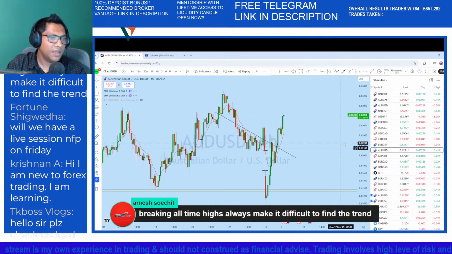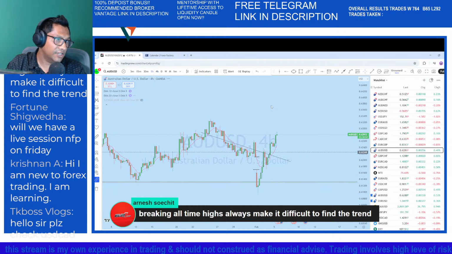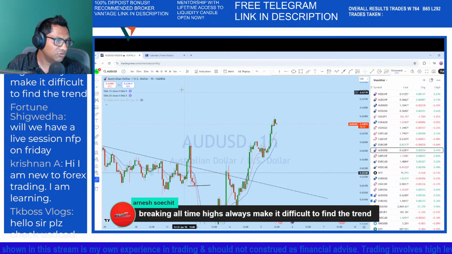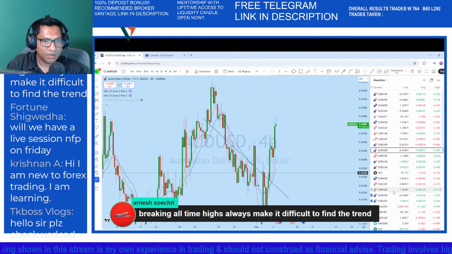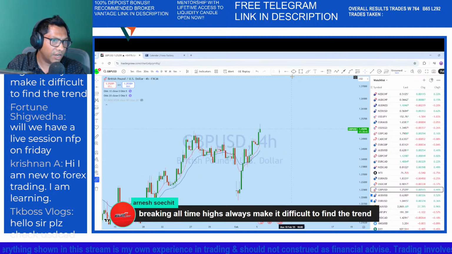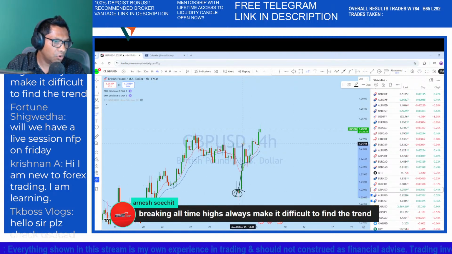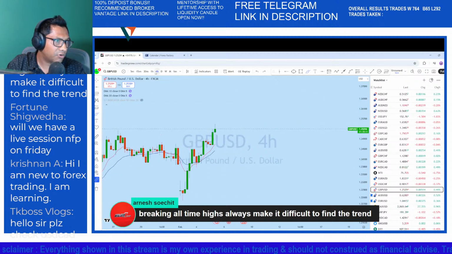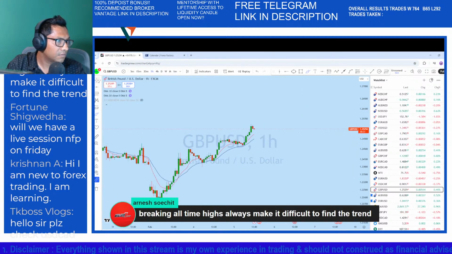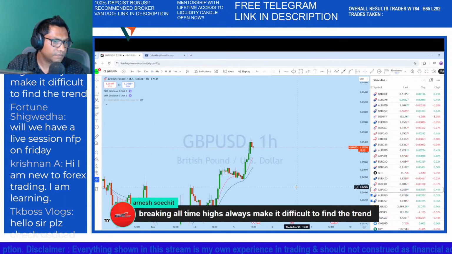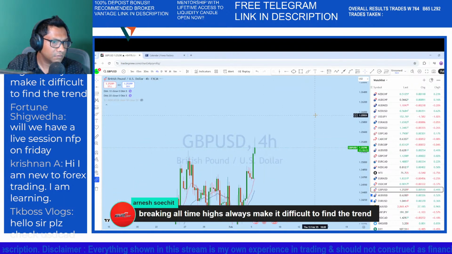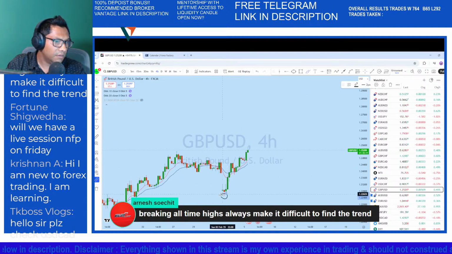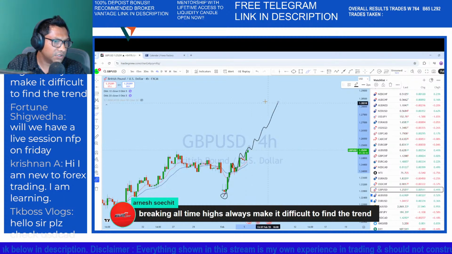AUD USD, USD pairs are trending. AUD USD also in a trend, which is in an uptrend. British pound US dollar also in a trend. So a move and correction, the market is creating a series of higher highs and higher lows, which is an uptrending market. From here, an impulse correction, the market is forming a series of higher highs and higher lows.